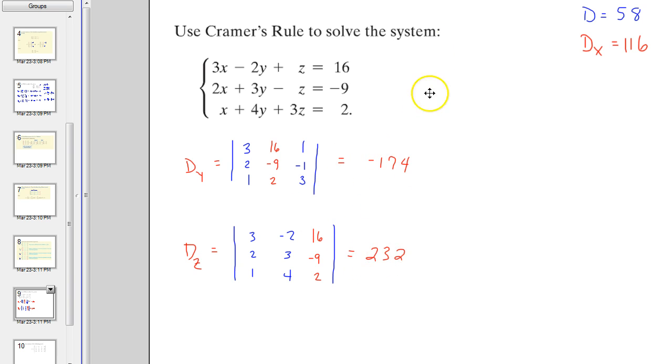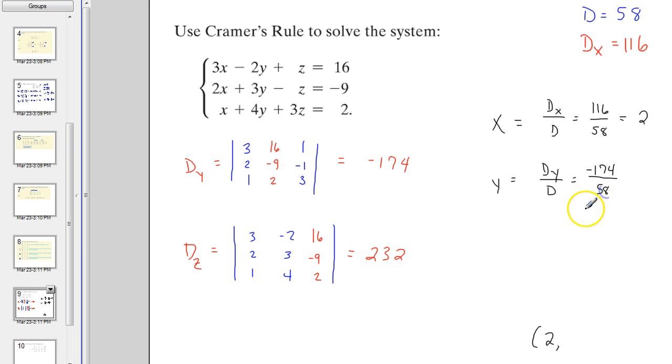Now, remember the solution says x equals this dx matrix determinant divided by the d matrix determinant. So it equals 116 over 58, which is 2. Okay, so our solutions look something like parentheses 2 comma, and then for y, we have the y determinant over d. So that's this negative 174 over 58. Right, and if you do that division, you end up with a negative 3.